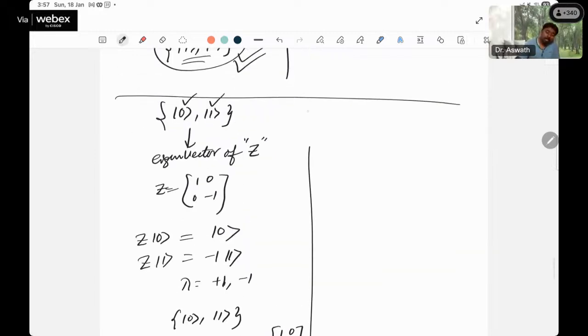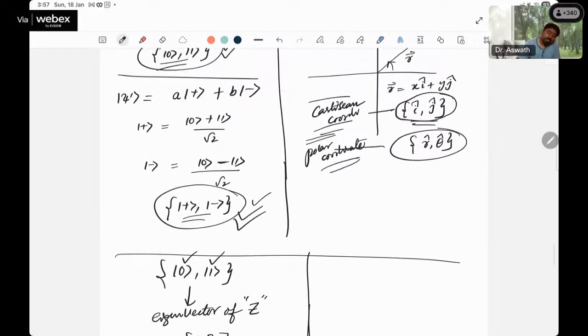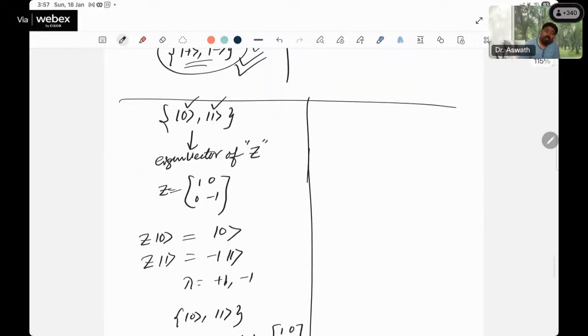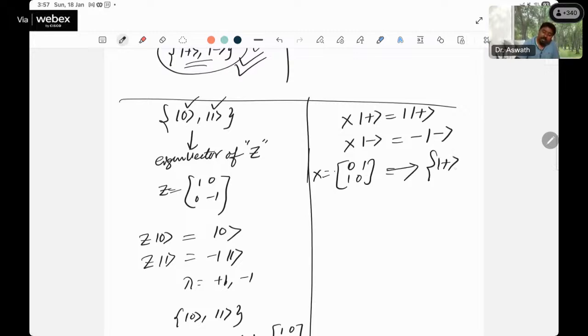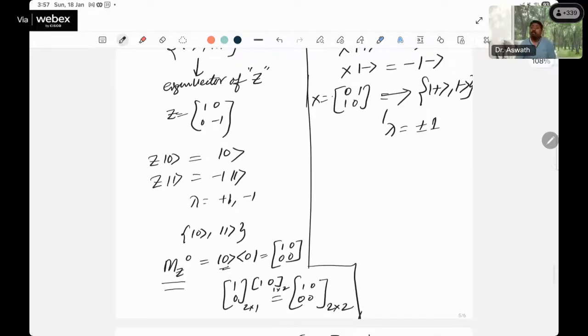Similarly, if the quantum state is constructed as a plus state or a minus state, I need to find out what these plus and minus states are. Interestingly, X acting on the plus state gives you 1 times the plus state, and X acting on the minus state gives you minus 1 times the minus state. So the X gate, which is [0 1; 1 0], has the plus and minus states as eigenvectors, and the corresponding eigenvalues are plus and minus 1, just like Z. The only thing is the eigenvectors are different.